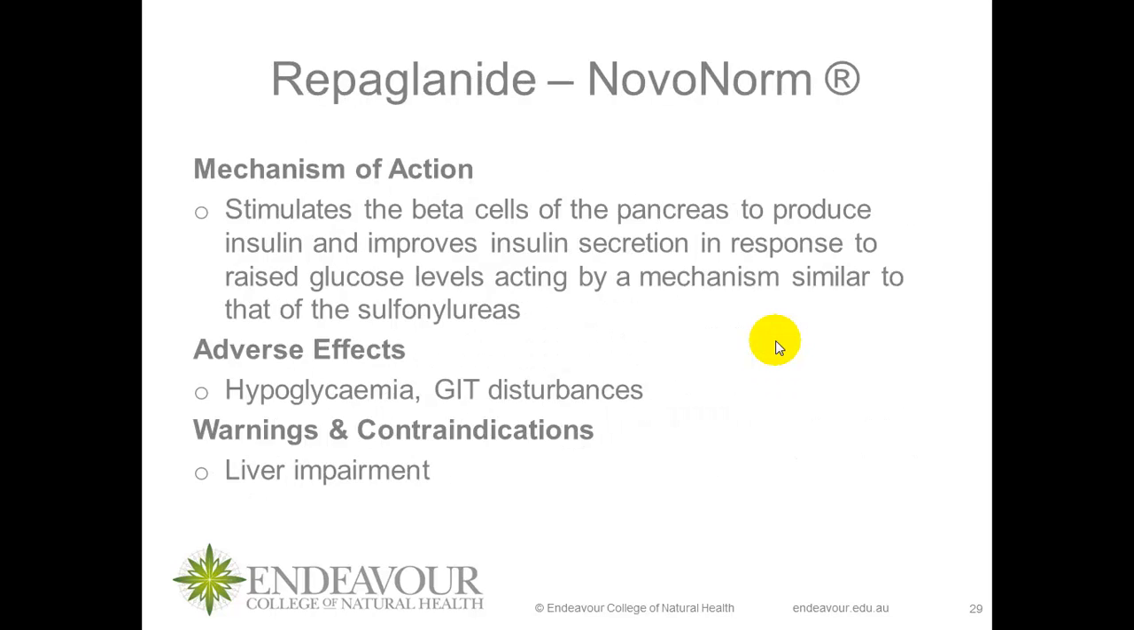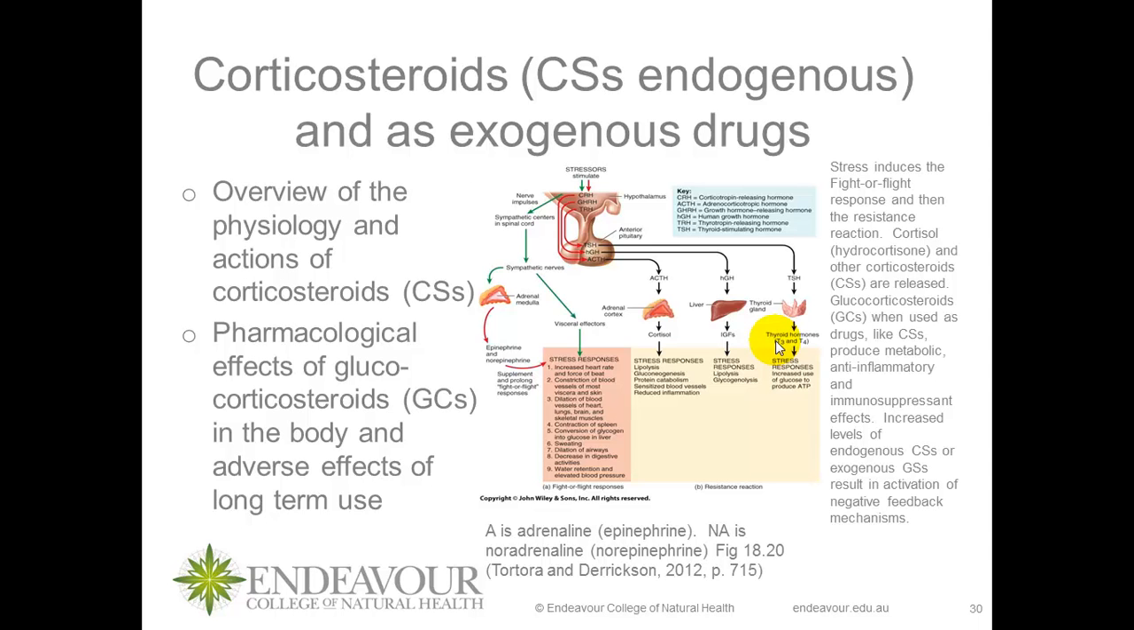Repaglinide is sold under the brand name Novonorm. This particular oral hypoglycemic stimulates the beta cells of the pancreas to produce more insulin, and so it improves the secretion of that insulin whenever there are high glucose levels around. It improves the signaling effects. So it has an action similar to the sulfonylureas. Adverse effects: it can over-exaggerate its effects, it can produce a hypoglycemia, and repaglinide can also have gastrointestinal disturbances. So warnings and contraindications: it's used with caution in people who have a liver impairment.